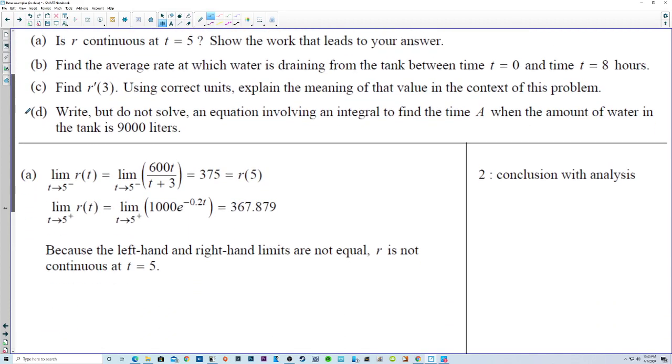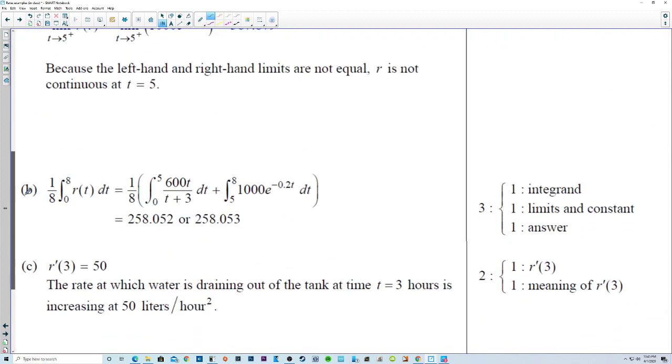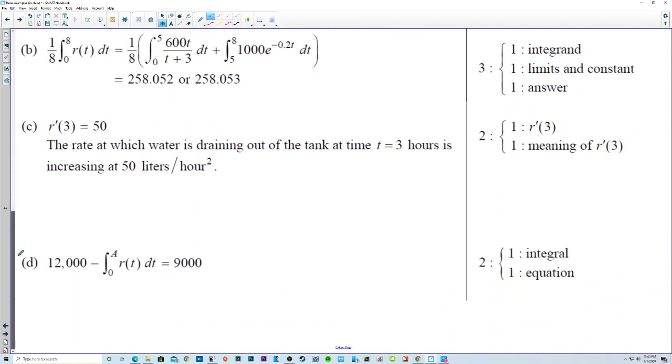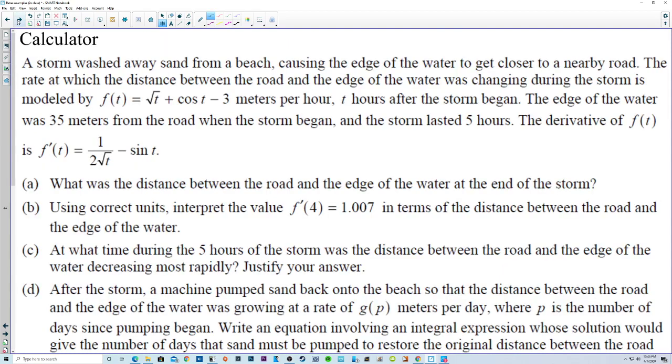Here is the rubric. There's A, there's B, there's C, and there's D, and you can see the points off to the right there. This is a calculator problem.